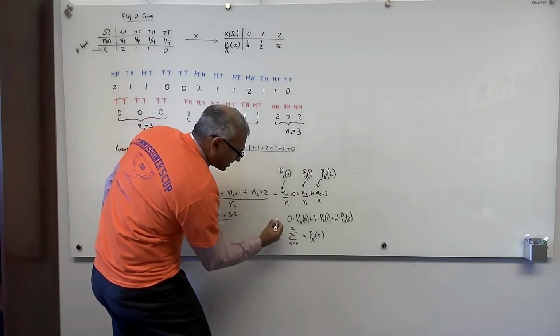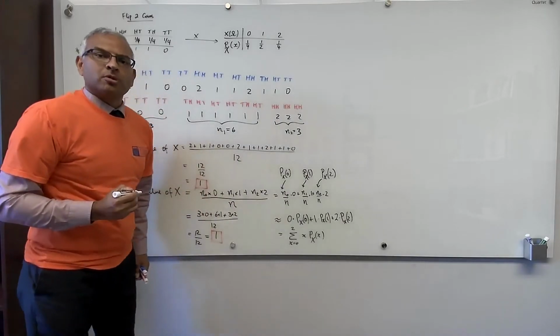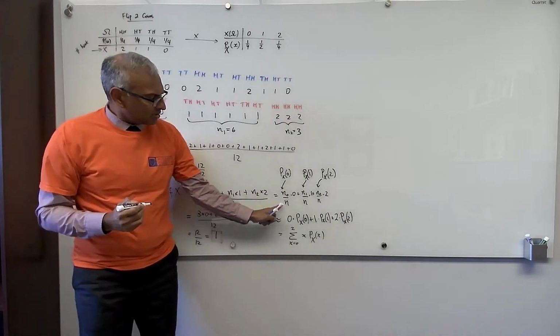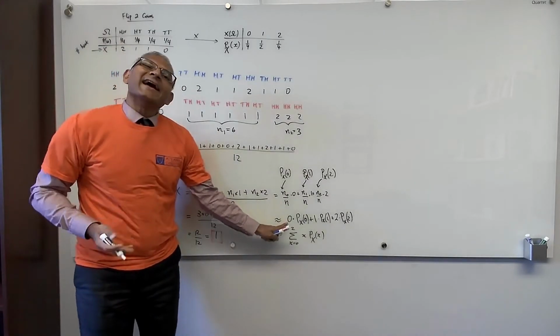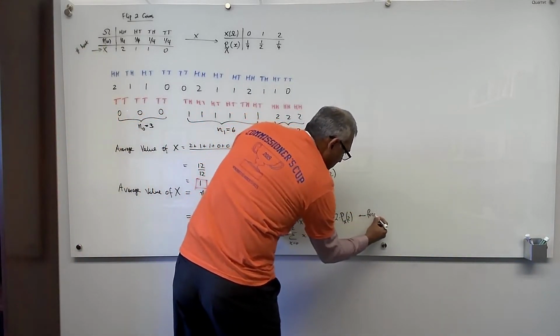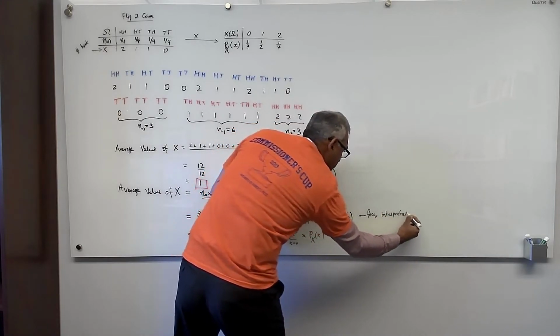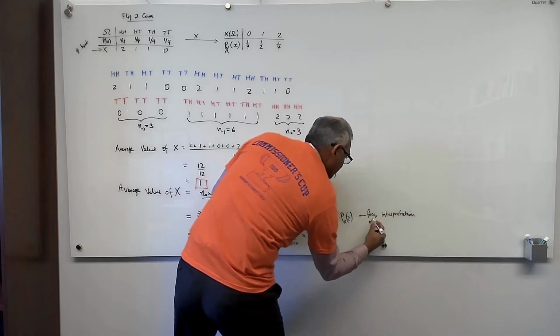Let me write this as, it's what the frequency interpretation of probability tells us. So we expect this to be approximately equal to this as n becomes larger and larger. This is the frequency interpretation of probability.